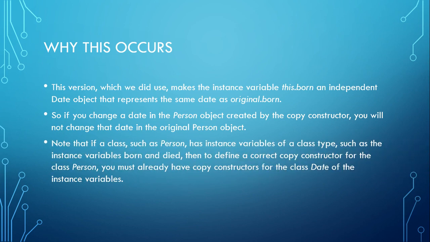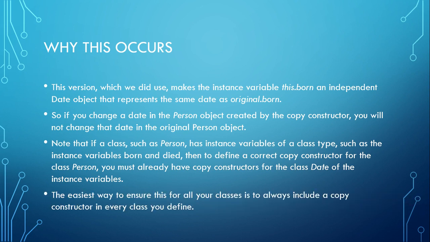Note that if a class such as Person has an instance variable of a class type, such as the instance variables born and died in our case, then to define a correct copy constructor for the class Person, you must already have copy constructors for the class Date of the instance variables. Right? So in other words, what they're saying is because this uses multiple classes, you have to make sure that you have copy constructors not only set up for Person, but because it's using Date, you need a copy constructor in Date as well. Now, the easiest way to ensure this is for all your classes is to always include copy constructors in every class you define.